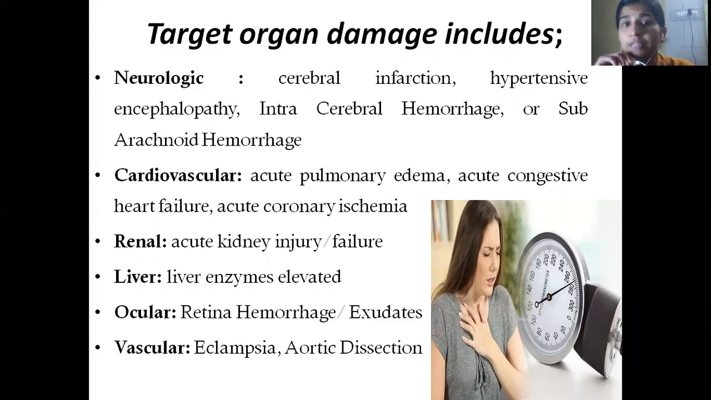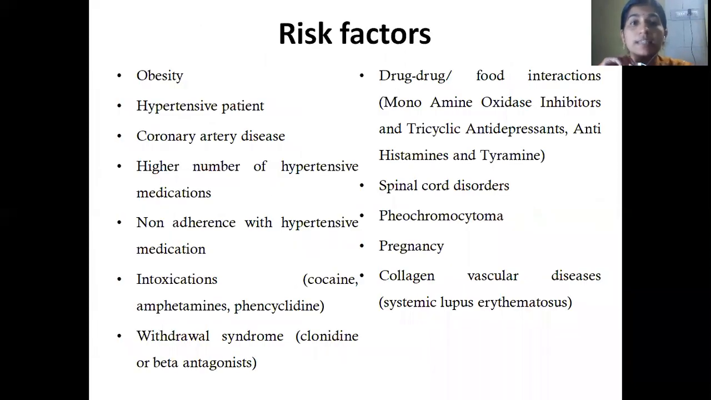So if any of this target organ damage is there, along with elevated blood pressure or elevated diastolic BP more than 120 or 140, we will call it a hypertensive emergency. In case there is no target organ damage but there is elevated blood pressure, we will call it a hypertensive urgency.